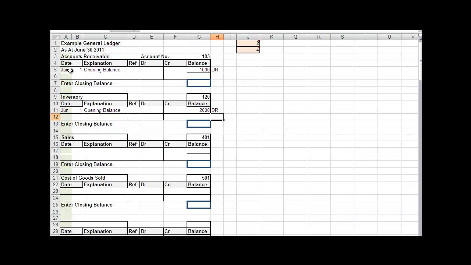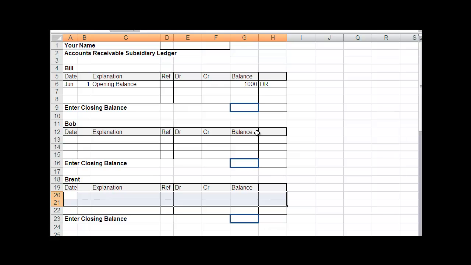And how will we find out what the breakup of that is? Well, we go to the subsidiary ledger, accounts receivable, and we see we've got 3 accounts, Bill, Bob and Brent, and Bill owes us $1,000. Bob and Brent have no opening balance. So let's go back and we'll just run through 3 transactions.